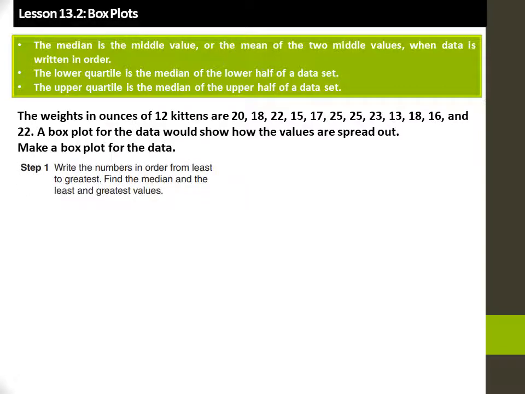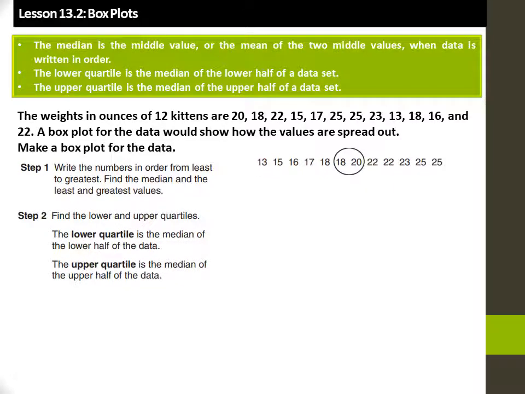You must follow these steps to make a box plot. Step 1. Write the numbers in order from least to greatest. Find the median and the least and greatest values. Since there is an even number of values, the median is the mean of the two middle values. The median is 18 plus 20 over 2 equals 19. The least value is 13 and the greatest value is 25.